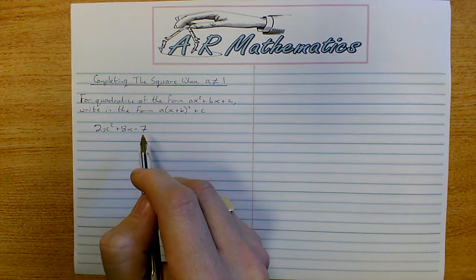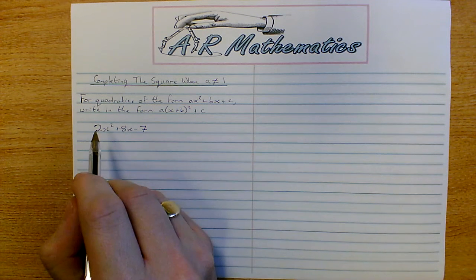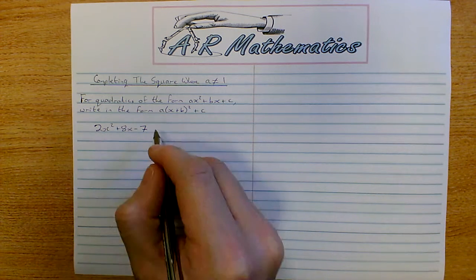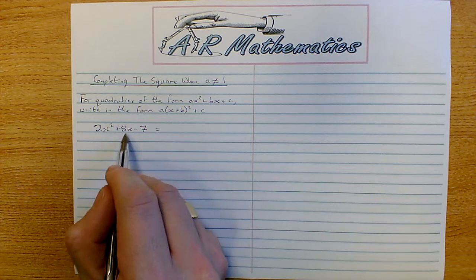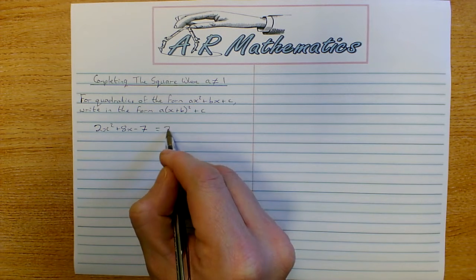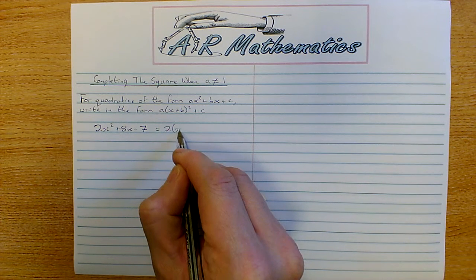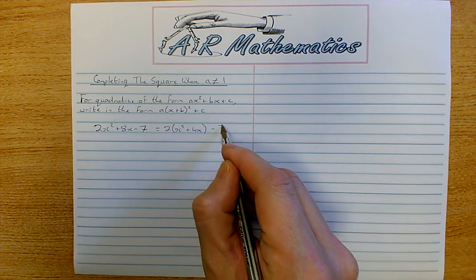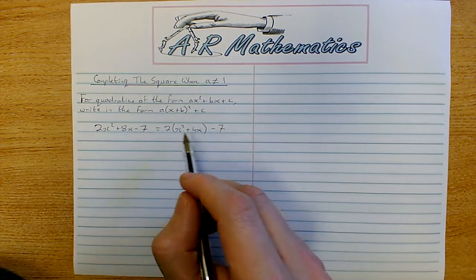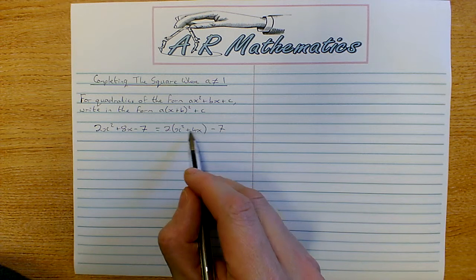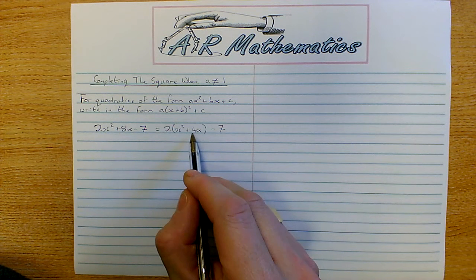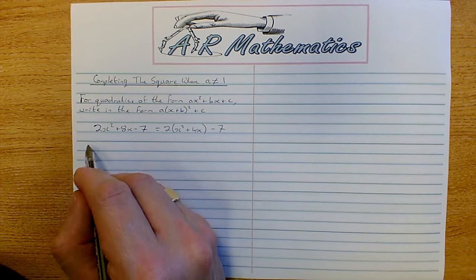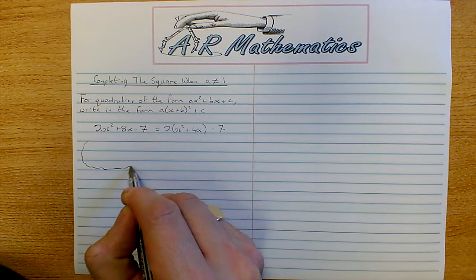So for example, if we took 2x squared plus 8x minus 7. Now, the way that I'm going to do it with this one is, the first thing I'm going to do is take 2 out as a factor. But I'm only going to take that out of the first 2 terms. So I'm going to take 2 out, so we get 2 lots of x squared plus 4x. And I'll leave the minus 7 outside. And then I'm going to complete the square on the bit that's inside the brackets. So when I do this, I like to do it at the side.